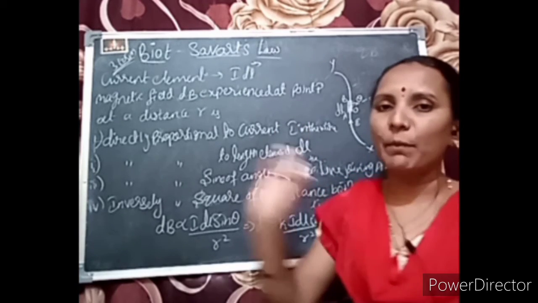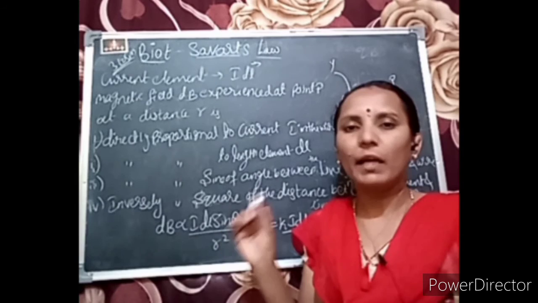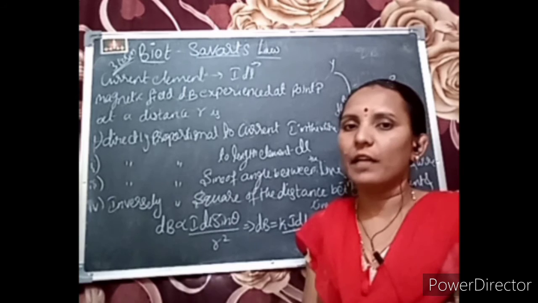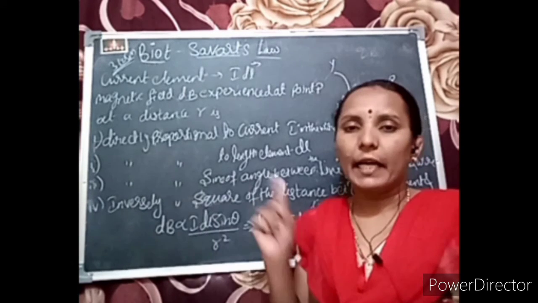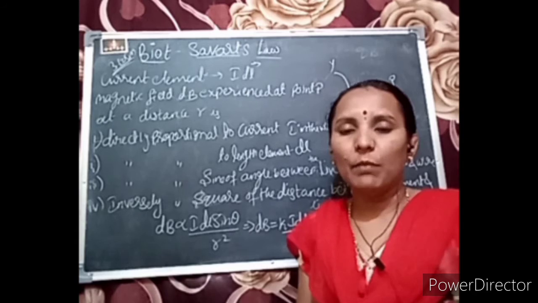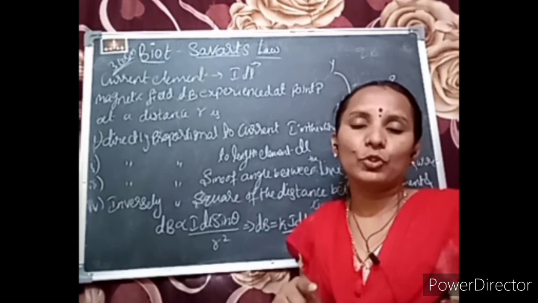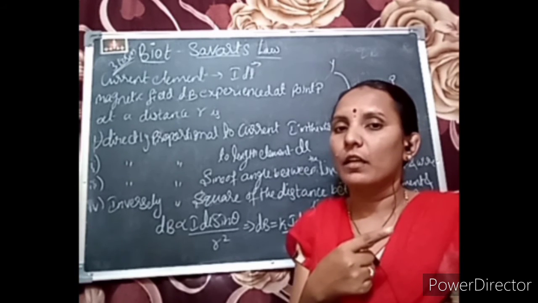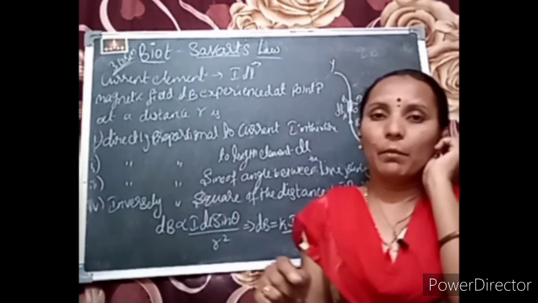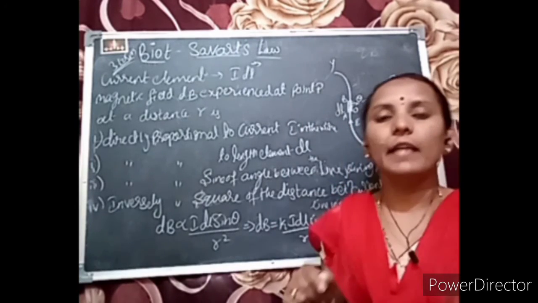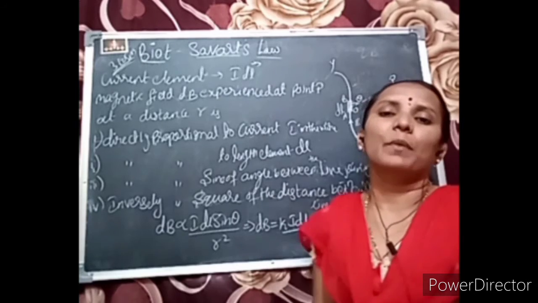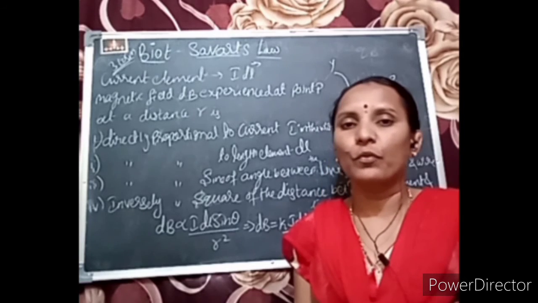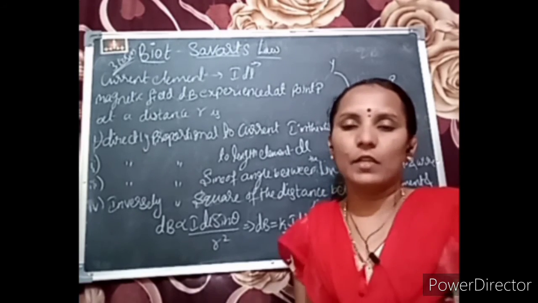The magnetic field dB is directly proportional to the current flowing in the conductor. It is directly proportional to the length element dl. It is directly proportional to the angle made between the line joining the point P from the center of the current element and the current carrying conductor. And it is inversely proportional to the square of the distance between the point P and the center of the current element.